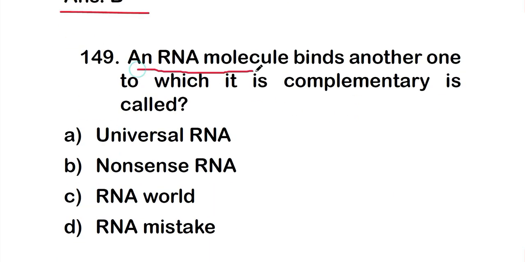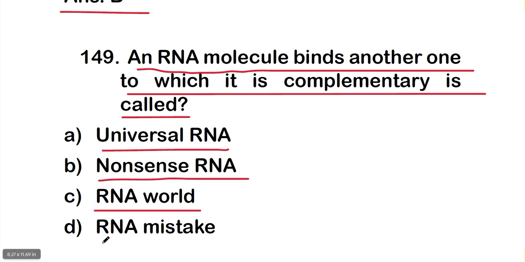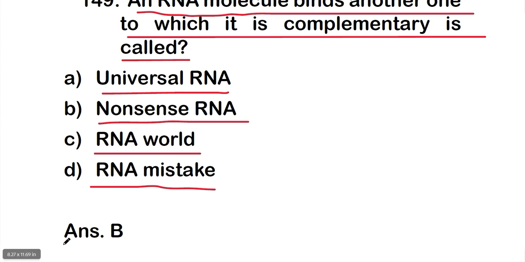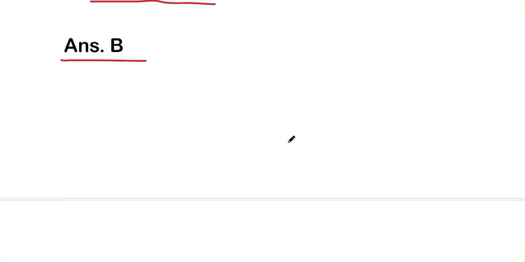An RNA molecule that binds another one to which it is complementary is called option A universal RNA, option B nonsense RNA, option C RNA world, option D RNA mistake. And the right answer is option B, that is nonsense RNA. So an RNA molecule that binds another one to which it is complementary is called nonsense RNA. Okay. So next question.